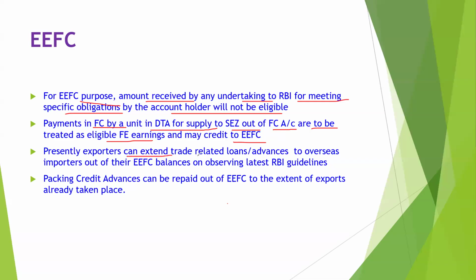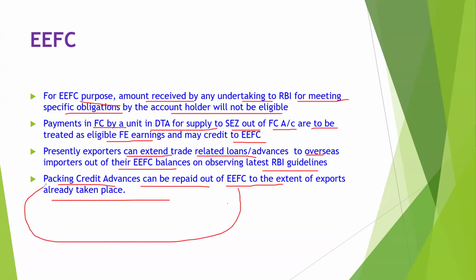Presently, an exporter can extend trade related loans and advances to an overseas importer out of their EEFC balance, on observing the latest RBI guideline. Packing credit advances can be repaid out of EEFC balance to the extent of export already taken place. So from EEFC balance also they can repay the packing credit.